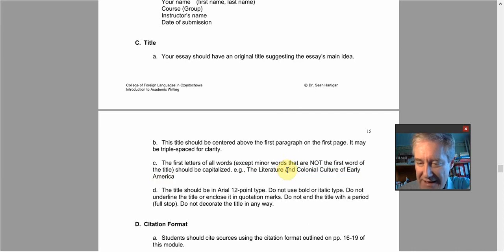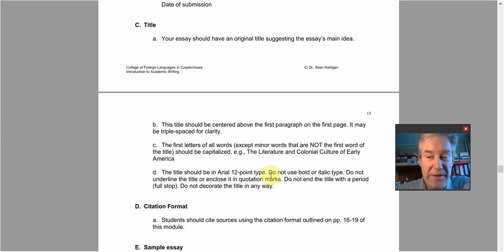Little words like "and" and "the" are usually not capitalized in titles. Then this has a capital letter, and this has a capital letter, and this has a capital letter, and this has a capital letter. This is what we do in titles. We don't do this kind of thing anywhere else in the essay, usually. Okay? But notice that "and" and "of" don't have any capital letters. So this is how your title should look.